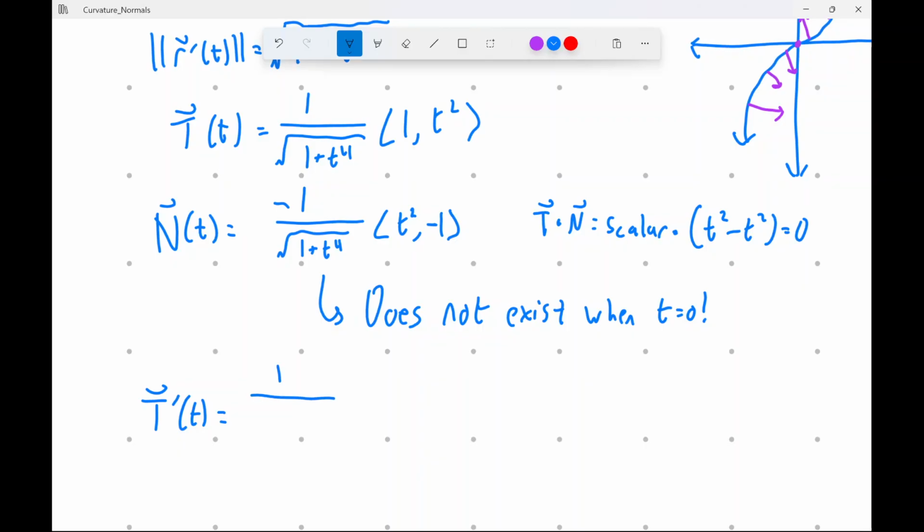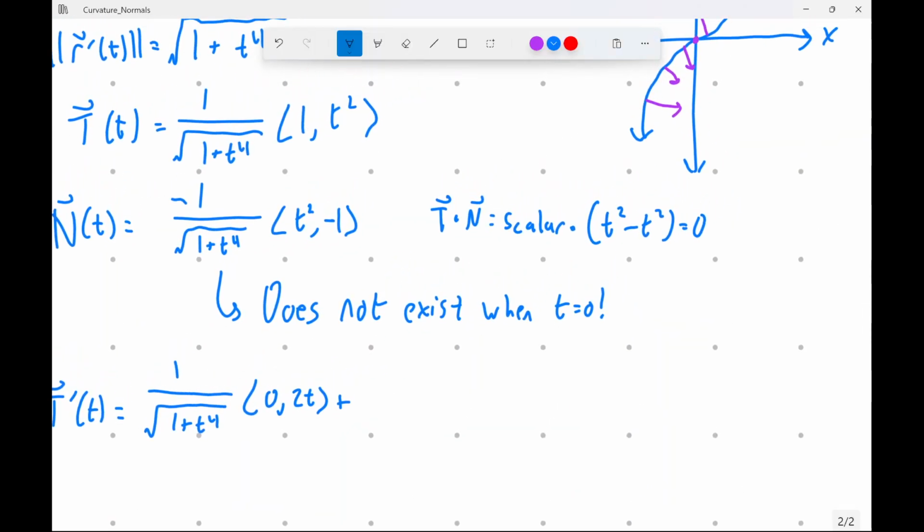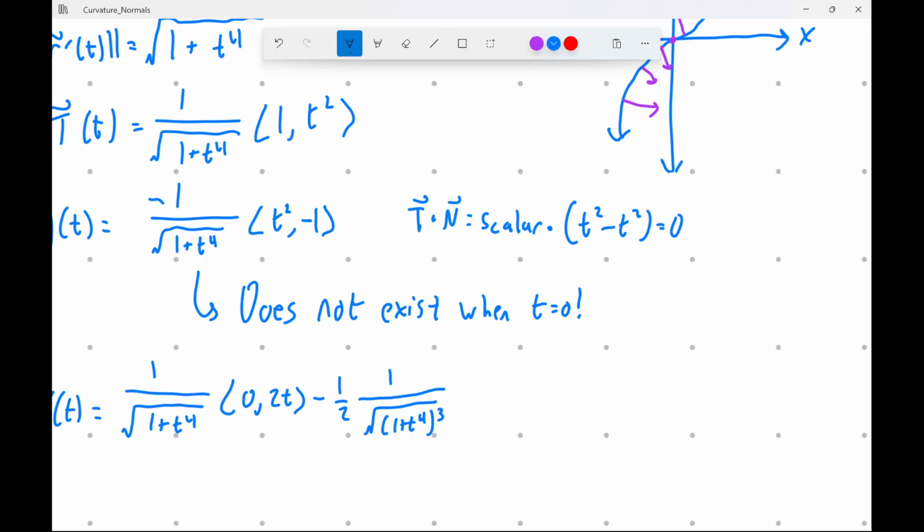So first, the first times the derivative of the second, that's 0, 2t, plus the second times the derivative of the first. The derivative of this is negative 1/2 times 1 over the square root of 1 plus t to the 4th, cubed, times 4t cubed. So that's just the power rule on this square root and then the chain rule. And then 1, t squared. Okay.